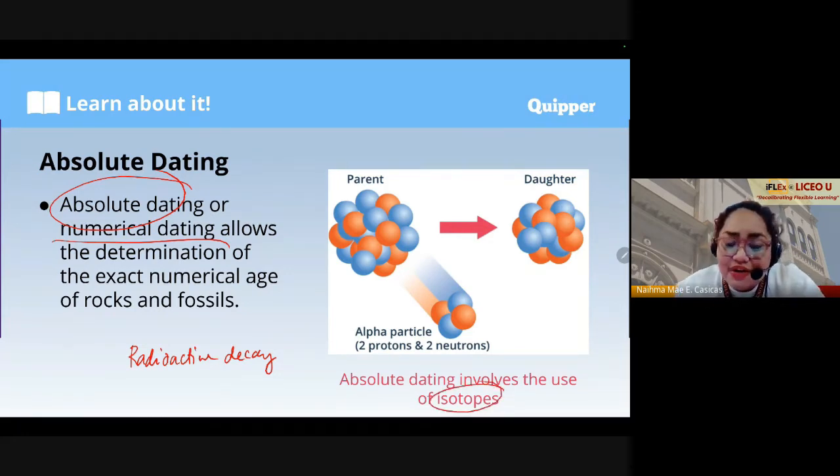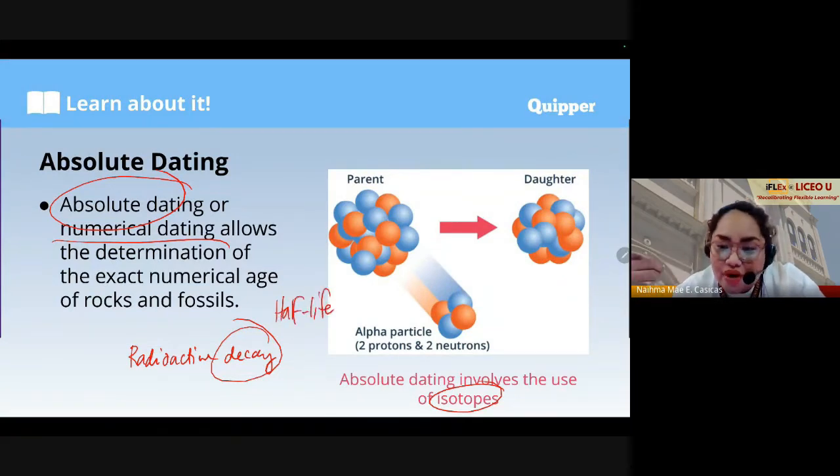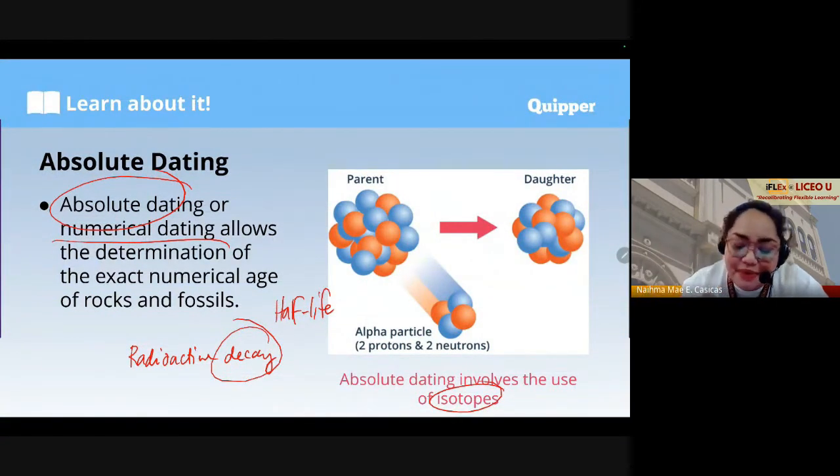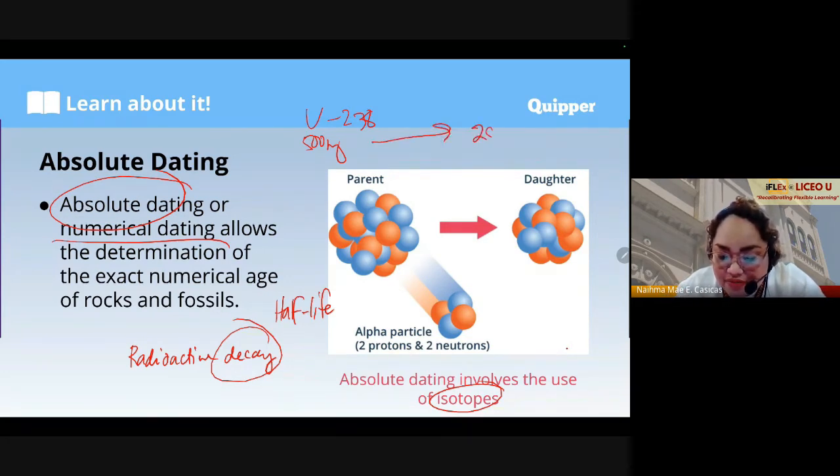These isotopes are basically unstable versions of your elements. So these unstable elements want to go back to being stable. So they will degrade, or what you call decay. And when they decay, you will observe what you call half-life, meaning how long it takes for that amount of the isotope to be in half na lang. Like for example, if you have 500 milligrams of uranium-238, how long does it take for it to become 250 milligrams?